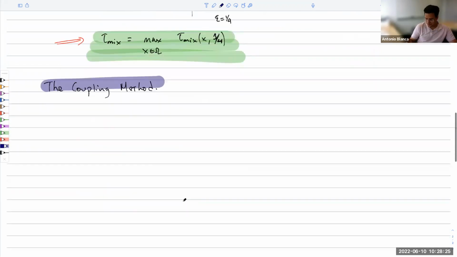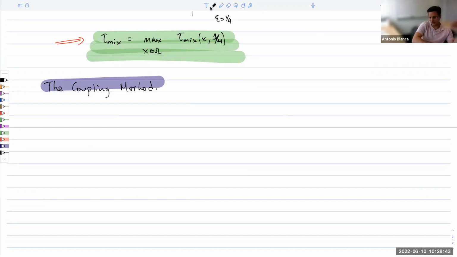Okay, so what is the idea behind the coupling method? Of course, understanding this in depth requires a lot of practice, doing a lot of exercises, and spending a lot of time with it. But I think the idea is quite intuitive. Why it works is not that intuitive, but the idea of the coupling method is as follows.